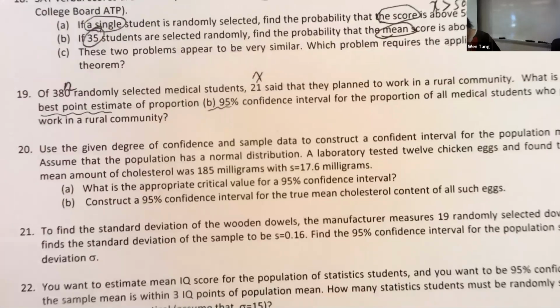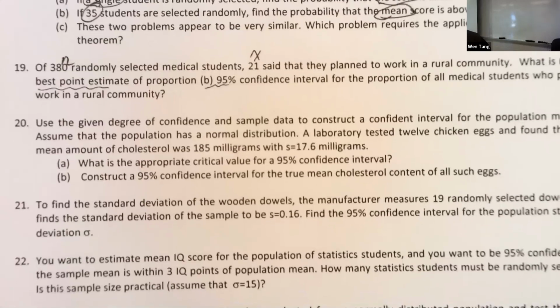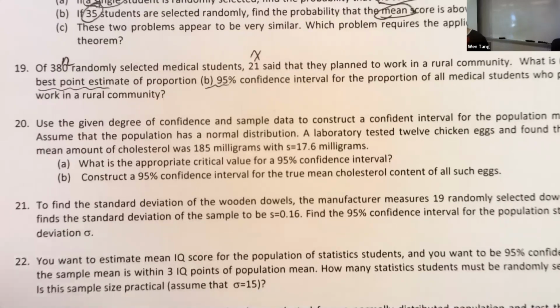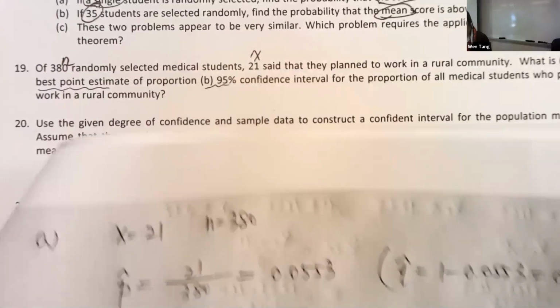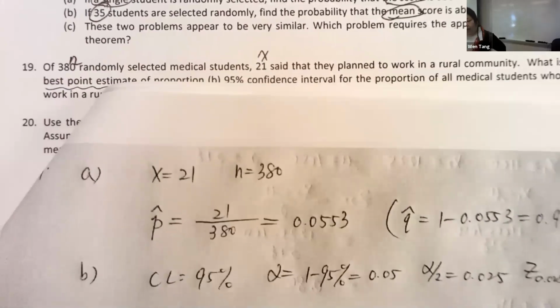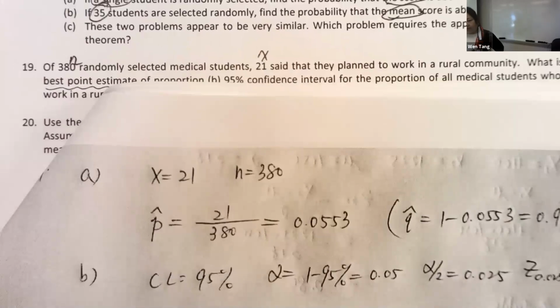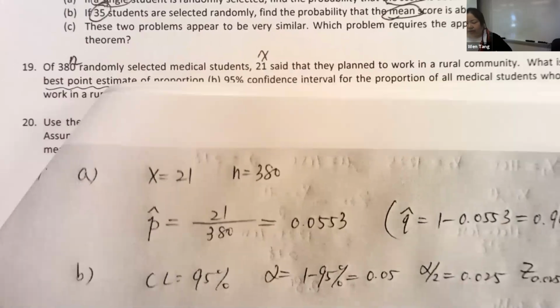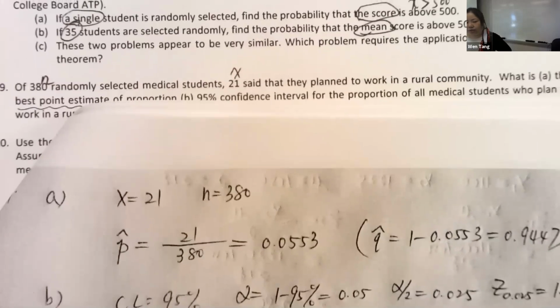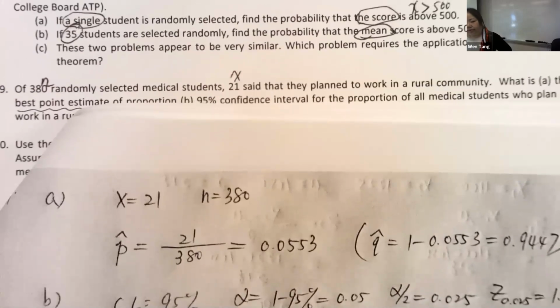So let's check. How can we find the best point estimate? We already know we could use this formula, x divided by n. So part A is very simple. We only need to use x divided by n. That's how we get the p-hat value.